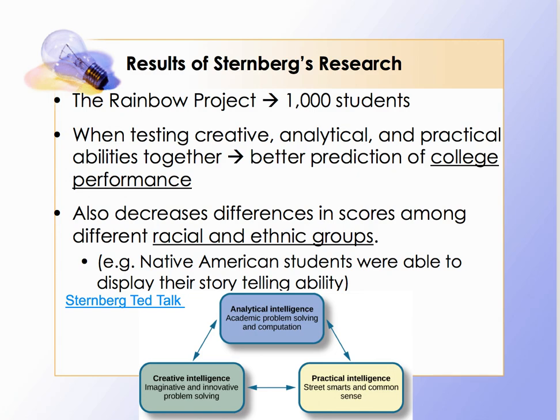And he found that by adding different types of questions that are getting at these different types of intelligence, there was a better prediction of college performance. So creative and practical questions or assessment added to the typical analytical assessment increased the prediction of first-year GPA from 9.8% to 19.9%. And it also increased diversity on campuses.